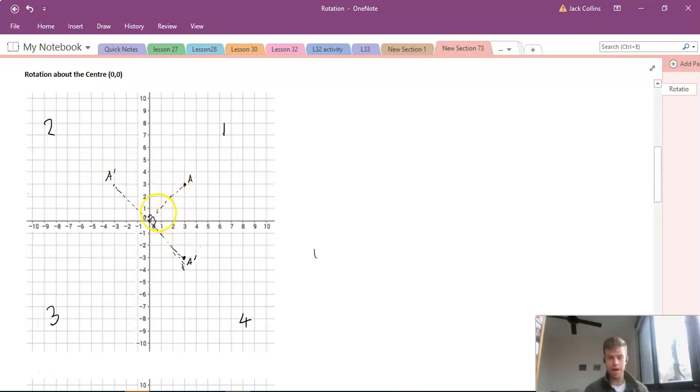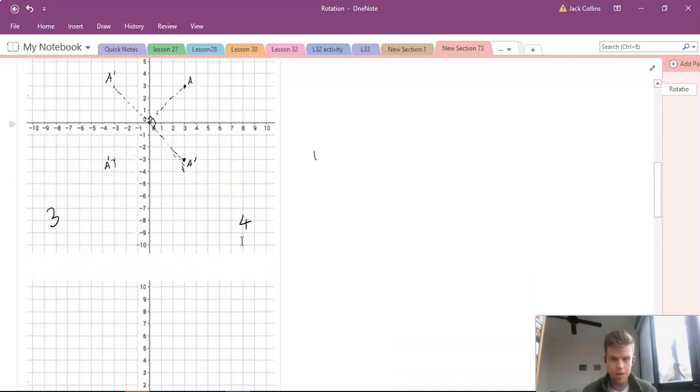If we're moving 180 degrees in either direction, it's just going to go out in the opposite direction, the same distance away. So it'd be at point negative 3, negative 3, A dash there. Okay, so drawing your line out and using your coordinates is a good strategy when you're rotating here.